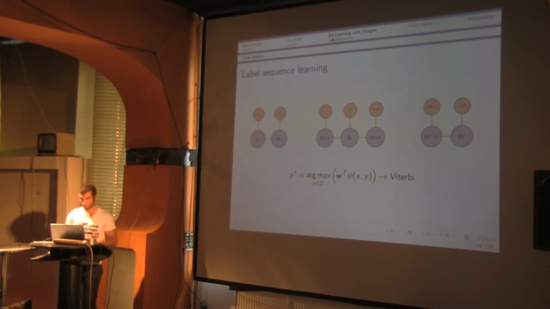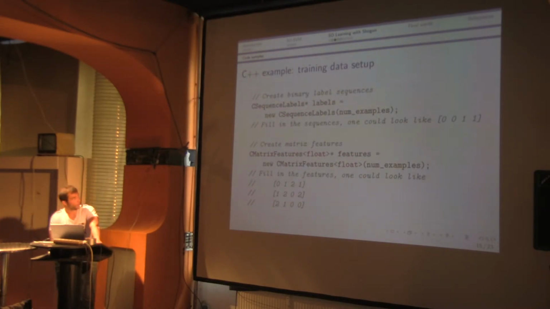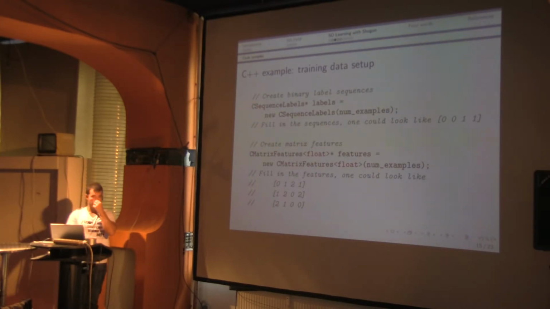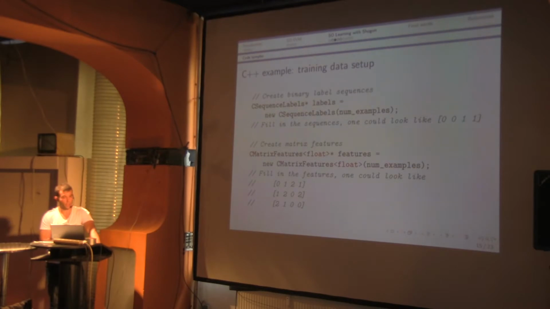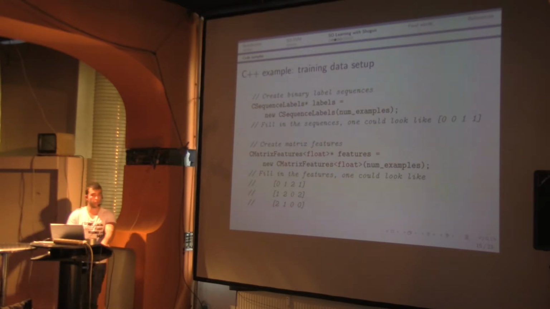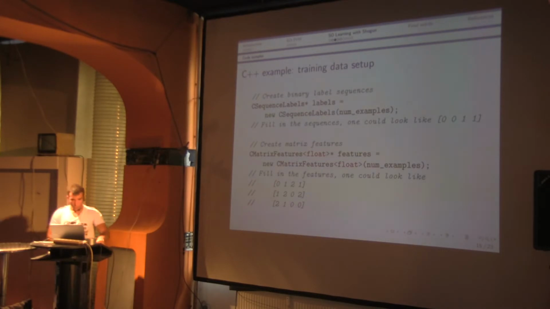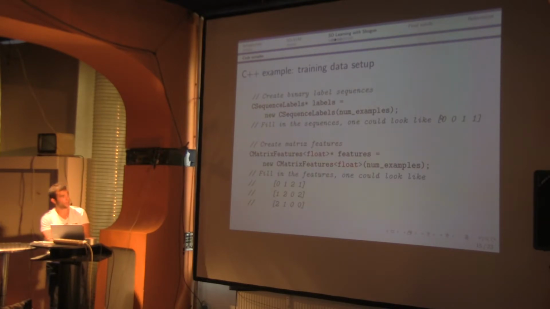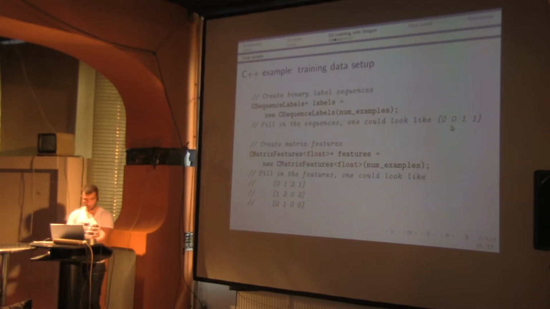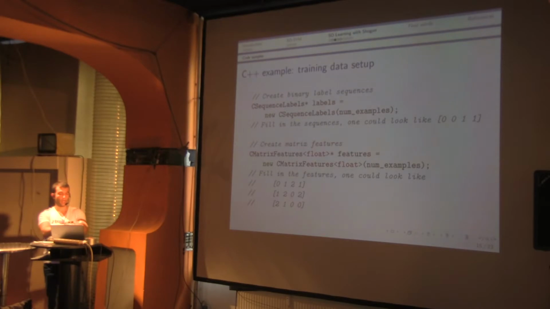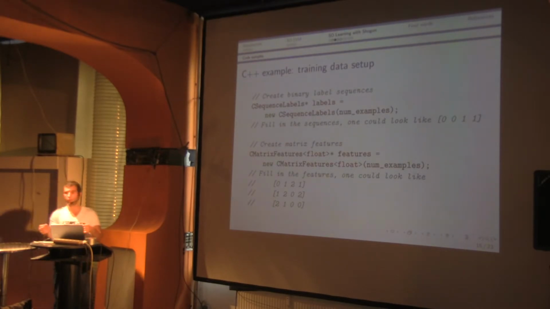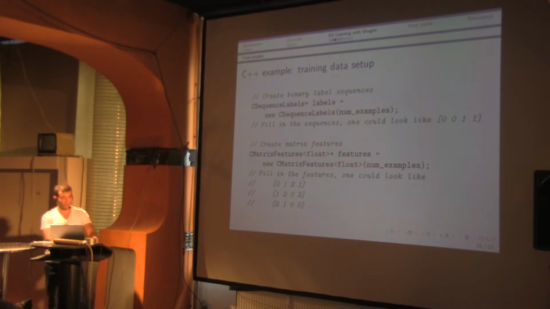Okay? So how can we solve a problem like that using Shogun? First of all, we are going to set up our training data. So we create our labels. In this case, since we are dealing with sequences, sequence labels. We pass the number of examples, and later we can give each of the labels one by one. I'm just using a binary sequence example, so we have a label that will be 0, 0, 1, 1, for instance. You just use a method like add label, you give a vector like this, and that's already inside.